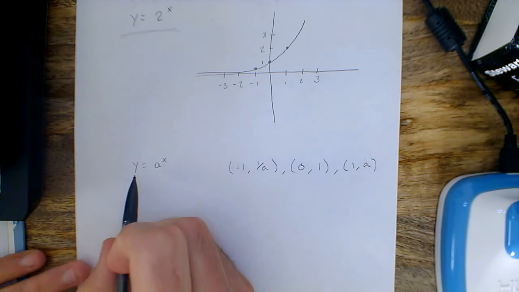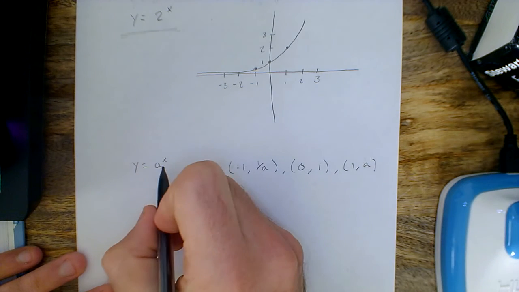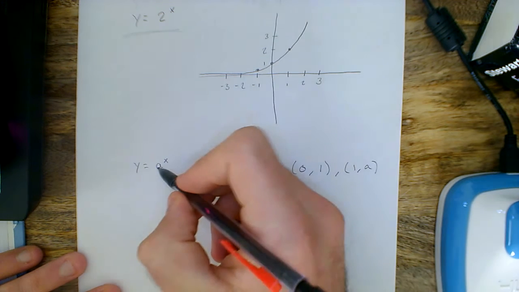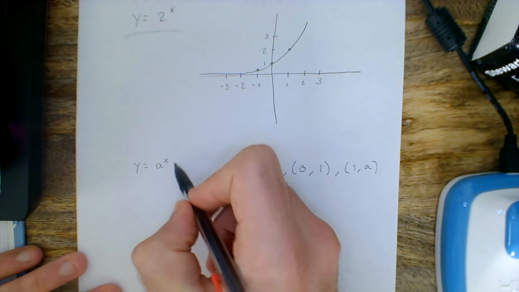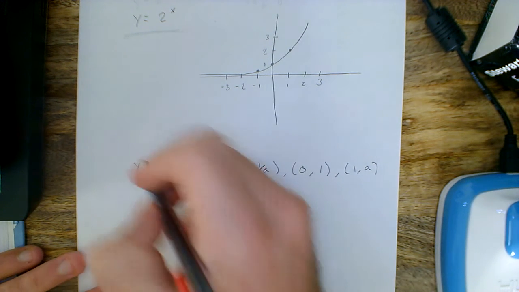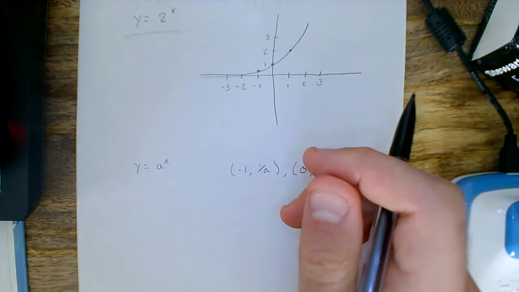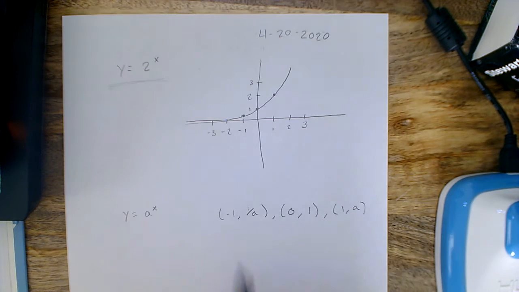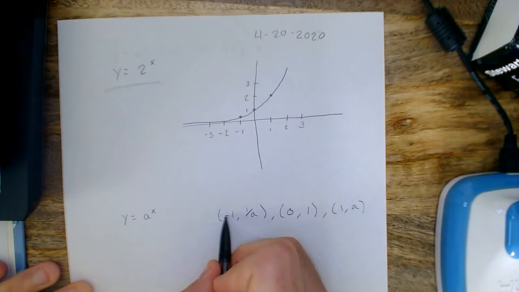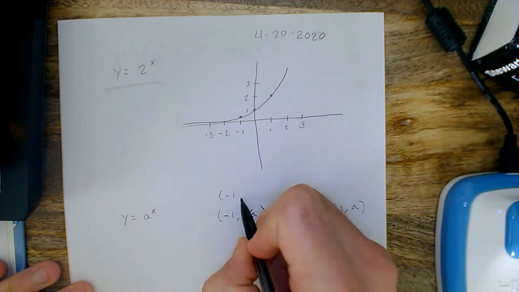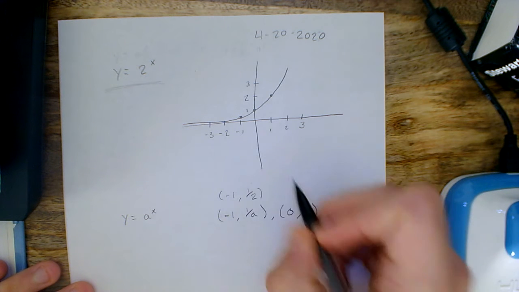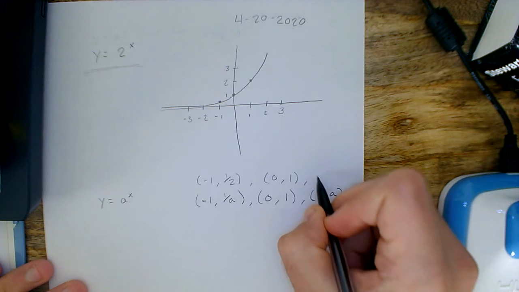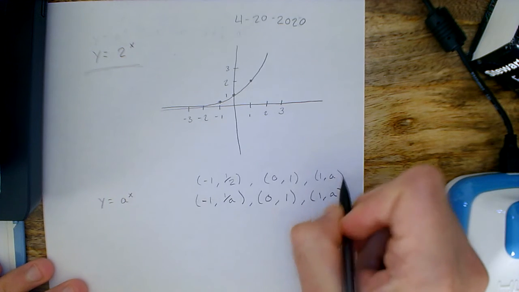So if you have an exponential function in this form, a to the x, that doesn't have anything added to it, no coefficient out in front, then you can easily graph it by graphing these 3 points. And in this example, these are -1, 1/2, 0, 1, and 1, a.